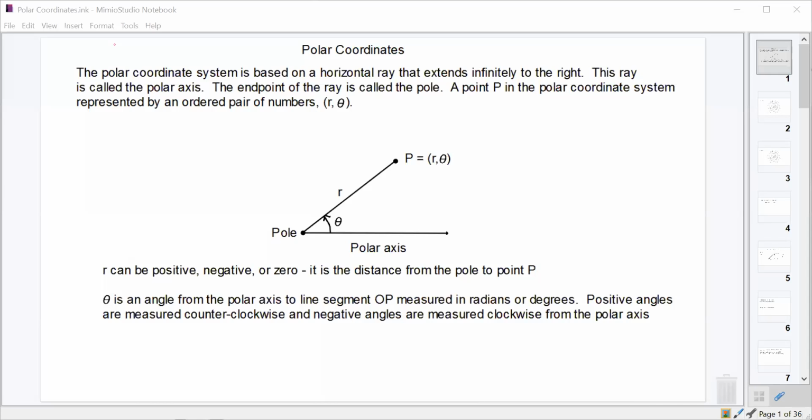So our first topic for this year is polar coordinates. We're just going to spend today and probably a little bit of tomorrow learning the basics of polar coordinates. And then when we get into derivatives and a little bit with limits, we're going to talk about polar coordinates.